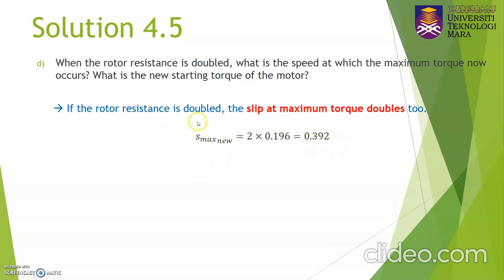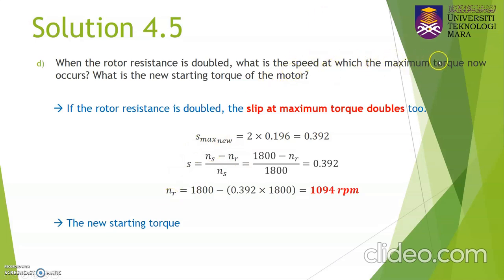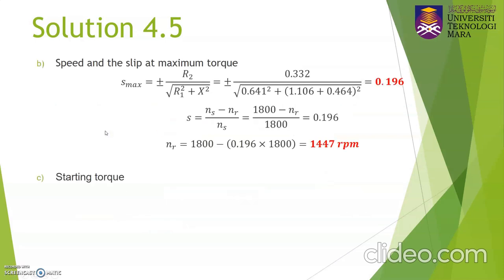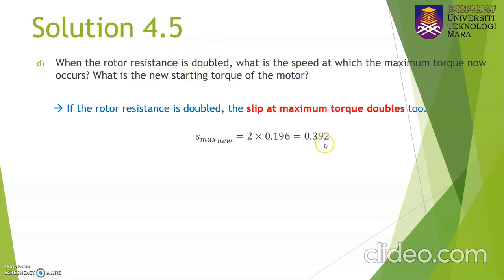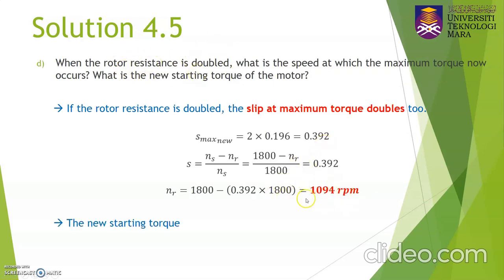Based on the new S max, we can calculate the speed Nr. What is the speed at which the maximum torque now occurs? The new Nr is equal to 1094 RPM. As you can see, the rotor speed has now decreased. If you refer to the previous slide, the speed when the maximum torque happened was 1447. But when the rotor resistance is doubled, the speed is reduced.